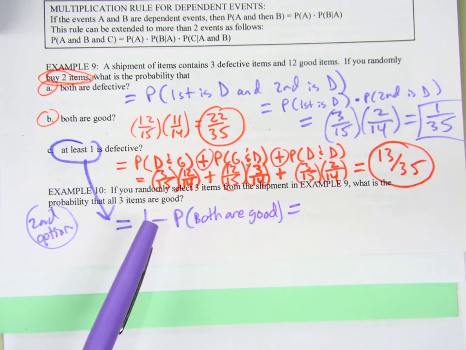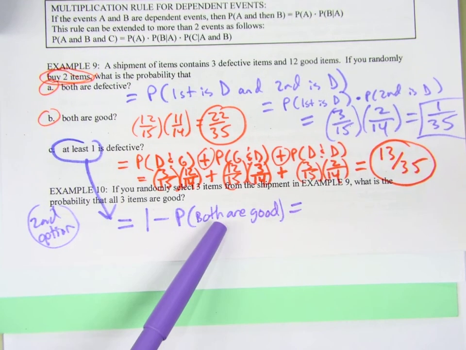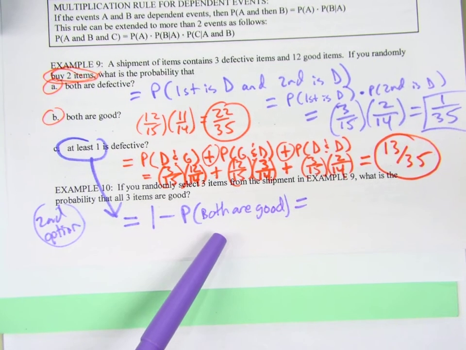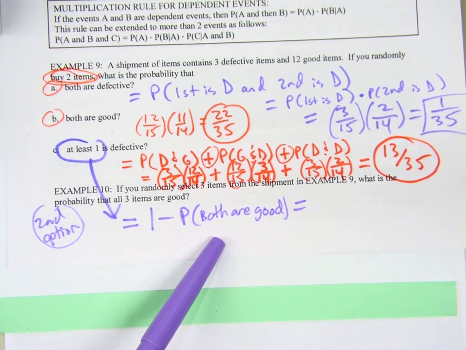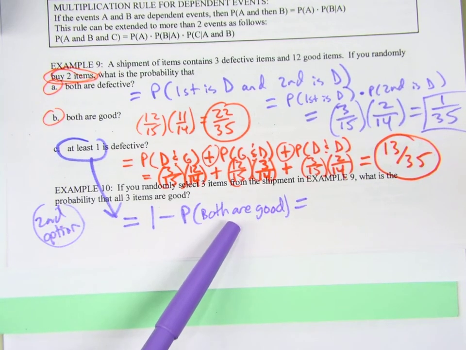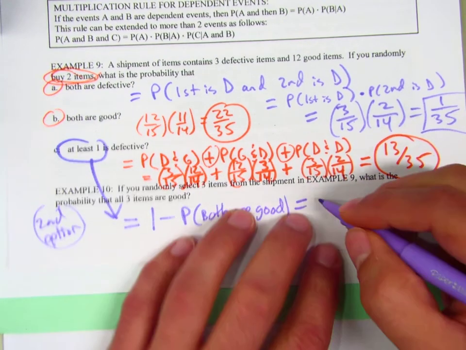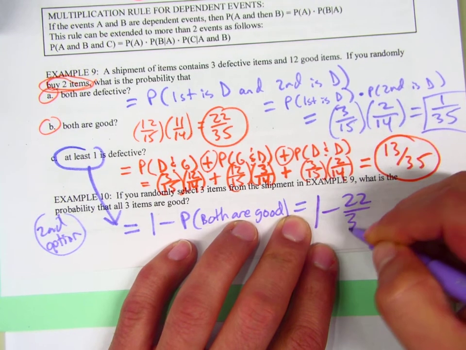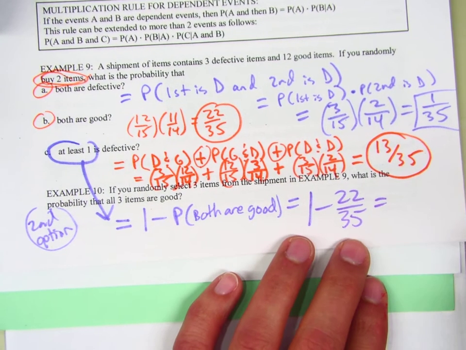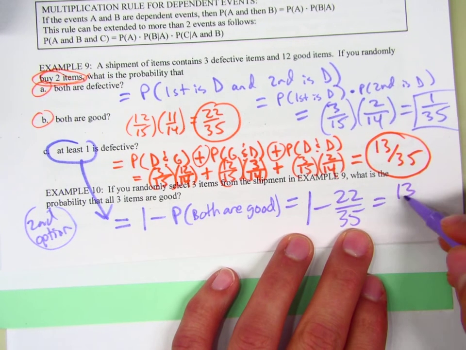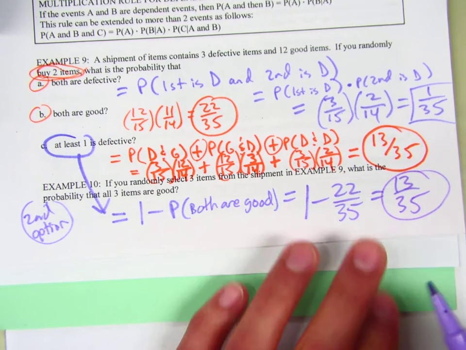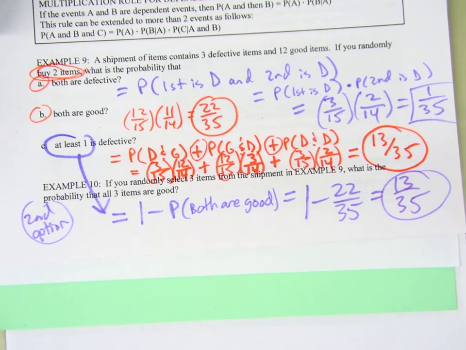Well, we already have this one. We figured this out already. Which part did I find the probability of both items being good? Part B, what is it? What's 1 minus 22 out of 35? 13 out of 35. So we could have done it in about 1/5 of the time.